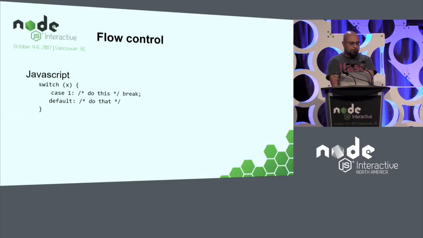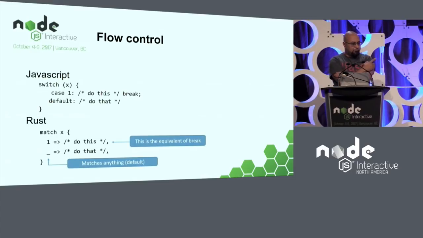Flow control in JavaScript, we have switch statements. In Rust, we have match statements. Matches are a little more powerful than switch statements. We can do a little more checking. After we have the one or something, we can do a little bit more analysis before it picks this. You can read about that in the Rust book, but for this purpose, I didn't really write that up. The default is the underscore, and that'll match everything.